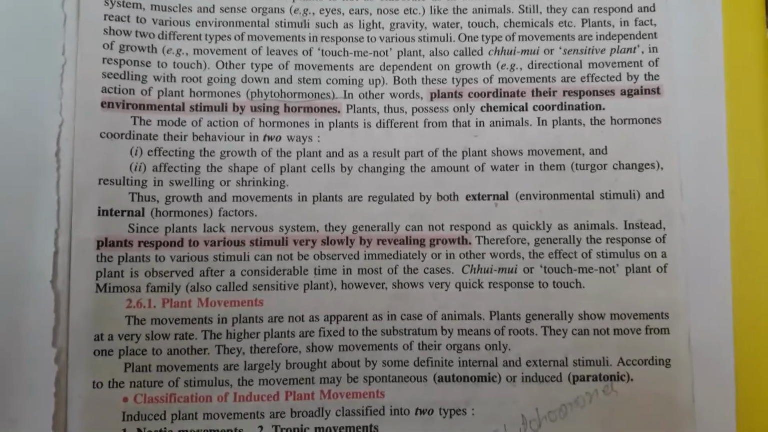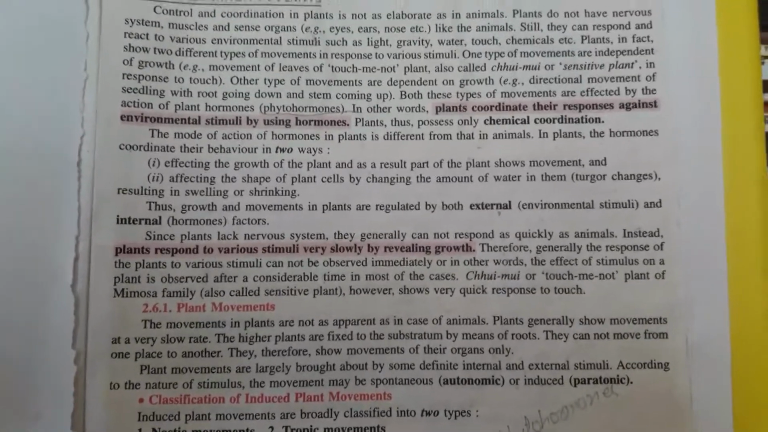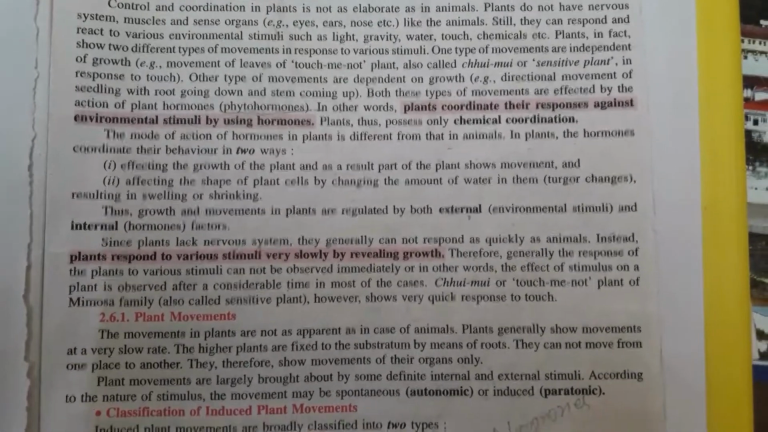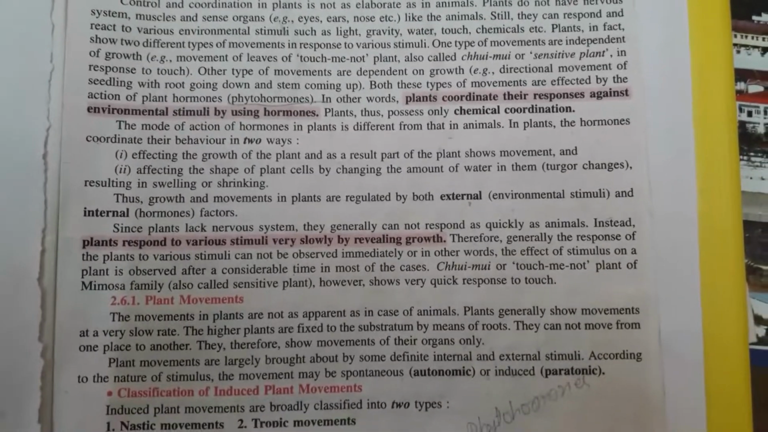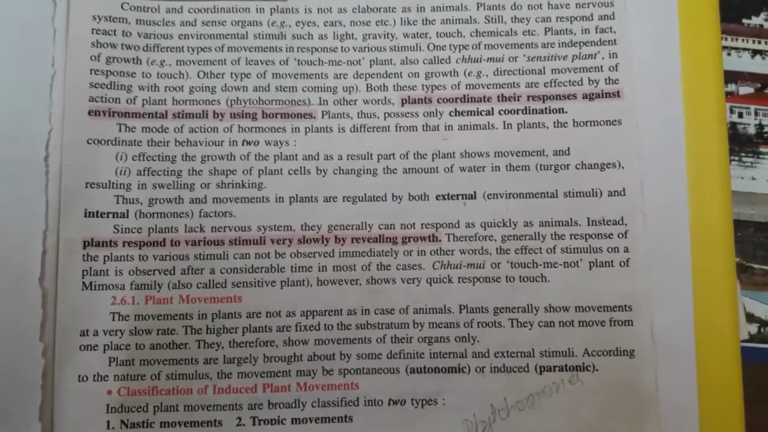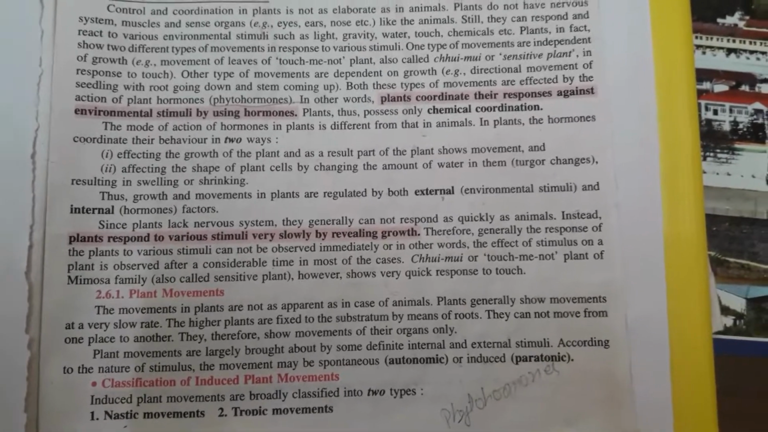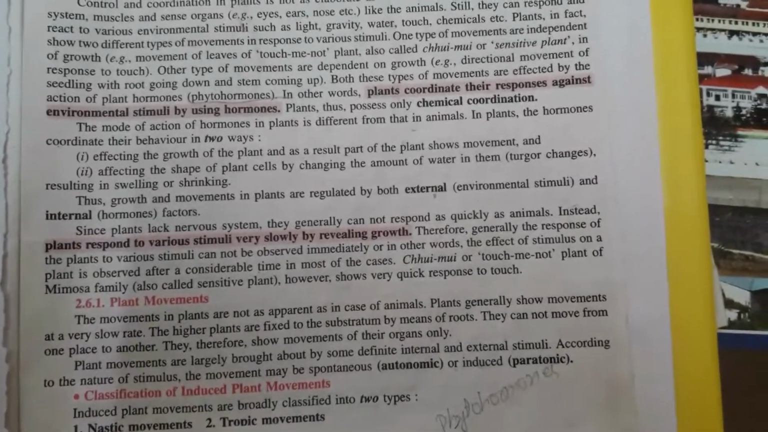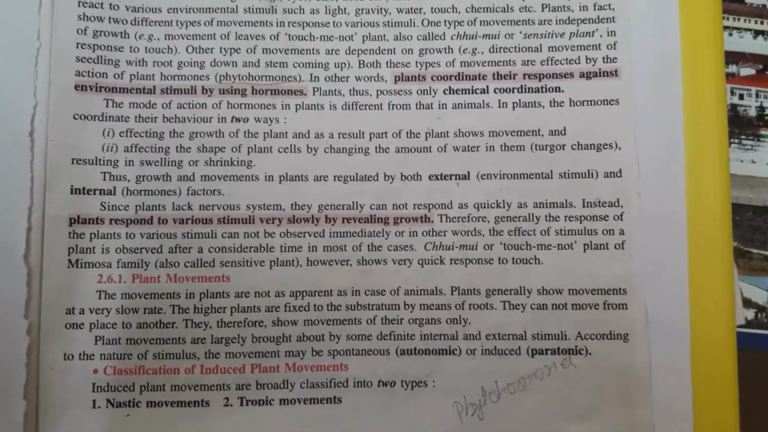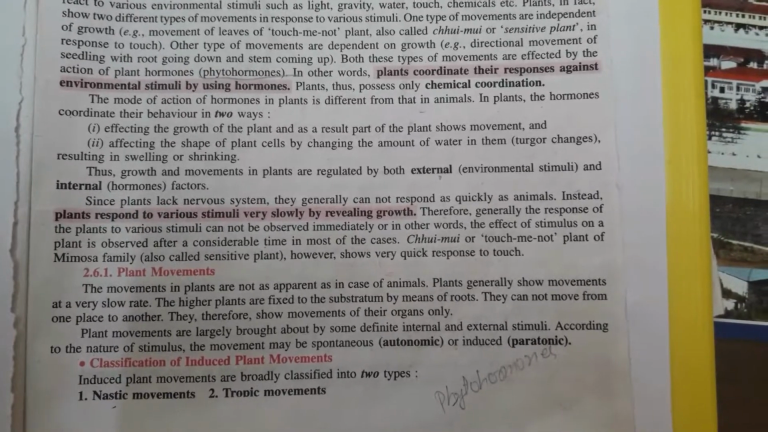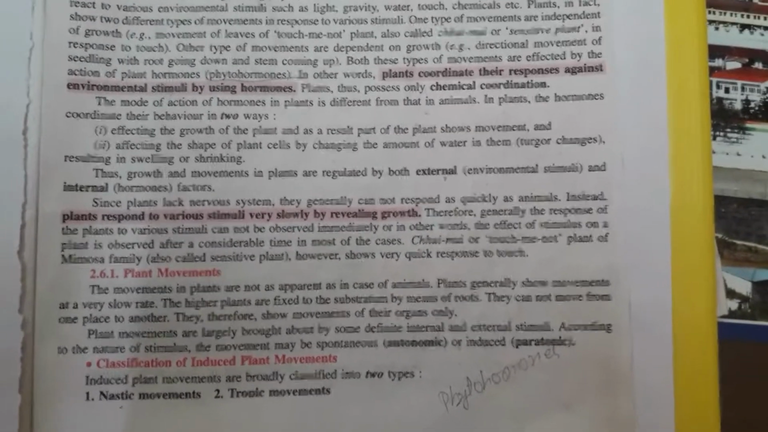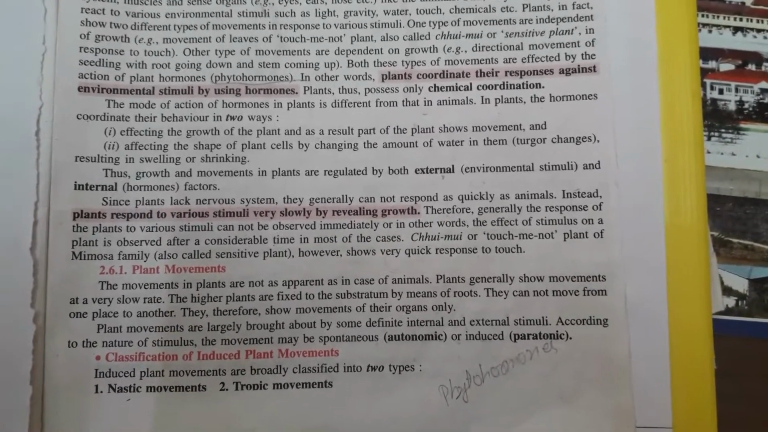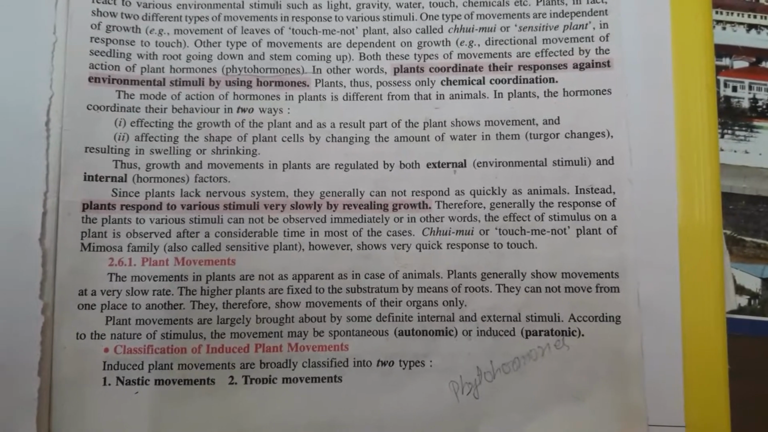So plant movements are largely brought about by definite internal and external stimuli. According to the nature of the stimulus, the movement may be spontaneous, that is continuous and by itself, which is called autonomic movement, and whenever it is induced, that is called paratonic movement. These plant movements can be classified into two categories: nastic movement and tropic movement.